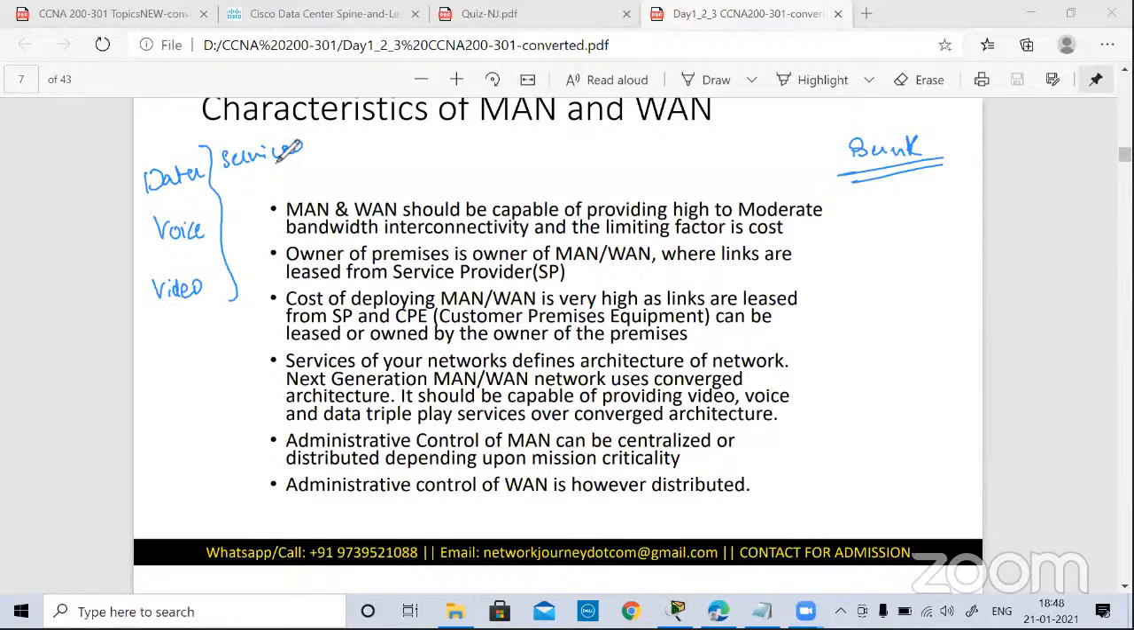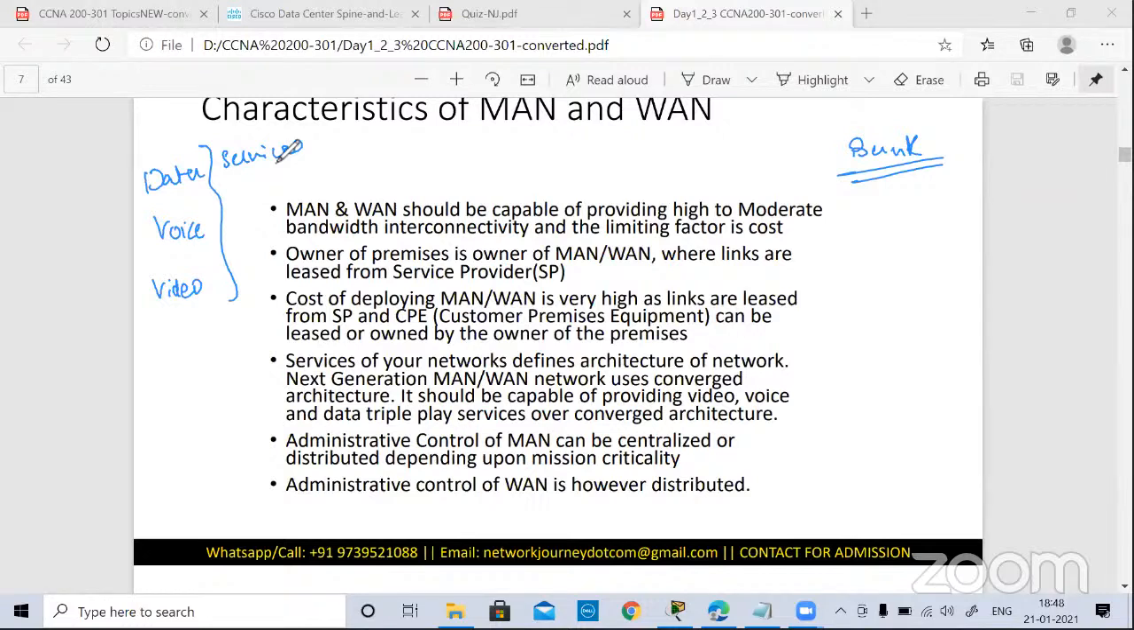So can you people tell me through chat which of the services a bank will require more? Data. That's right. Data service. That's right. Even voice is required, that's right.